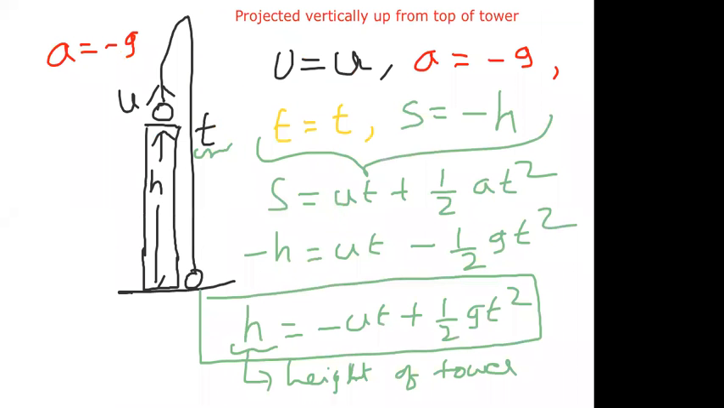So when the body is projected up here, what happens? What is the vertical velocity, u? a is minus g. I got the formula h equal to minus ut plus half gt square. Comparing to this one, here also we can follow the same thing.